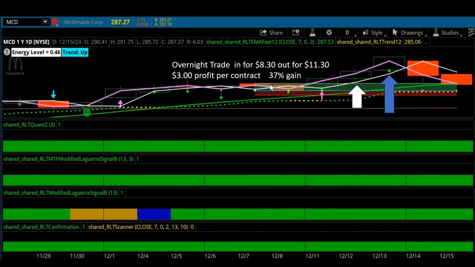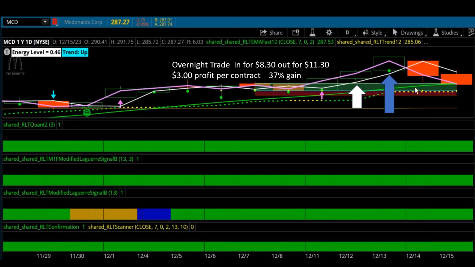This was an overnight trade in McDonald's. Get in at 8:30, out for 11:30. This is a daily chart. This is where we get in right here. Everything's green, and we know the institutions are buying this. So our job is to find out where's the best entry for us.